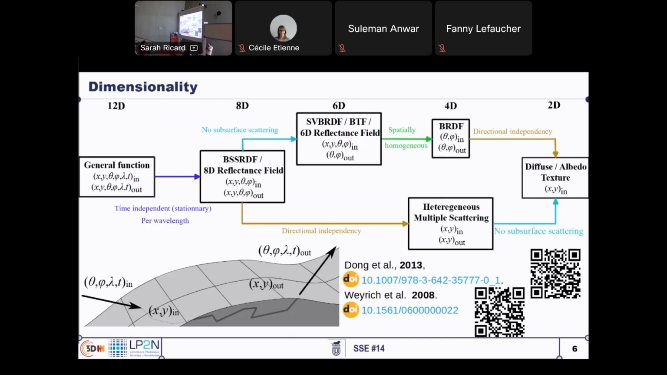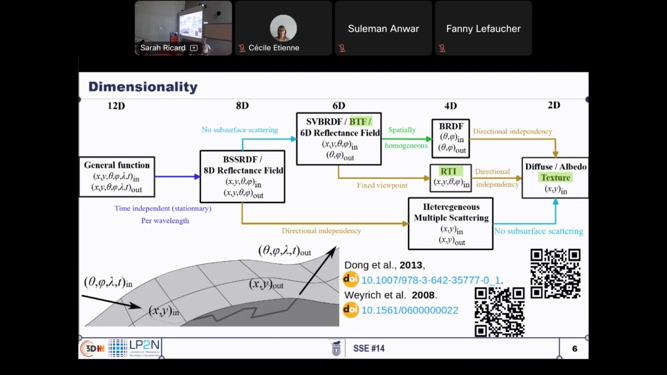And at the end, we can still remove some dimensions to have what is currently mostly used: reflectance property, diffuse property, albedo, texture, and so on. Color texture, spectral texture, sometimes. And I'm adding a new component in this taxonomy. This is called the reflectance transform imaging. This is the mostly used technique currently for the restitution of 3D cultural heritage. And I will come back to it a bit later.